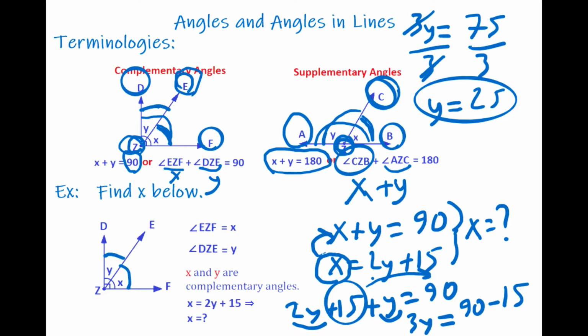So if you put 25 instead of y here, x was 2y plus 15, so it's going to be 2 times 25 plus 15, guys. So it's going to be 50 plus 15, and it's going to be 65, guys. So we're going to have x as 65 in this case.